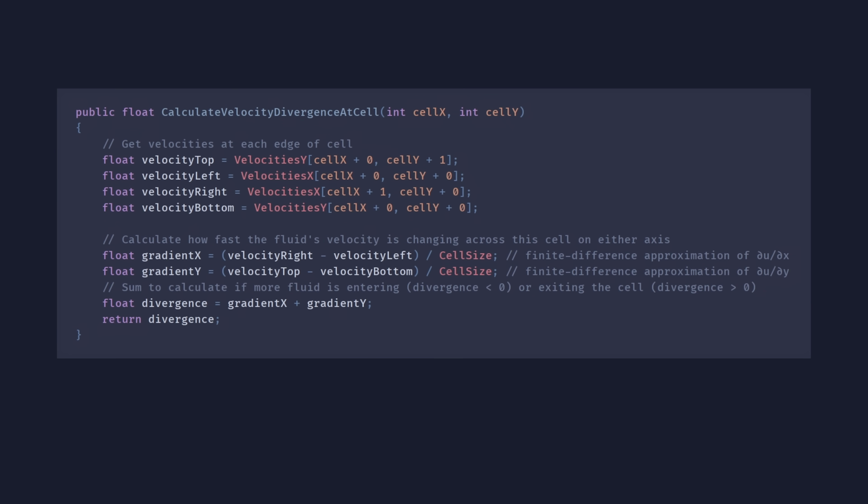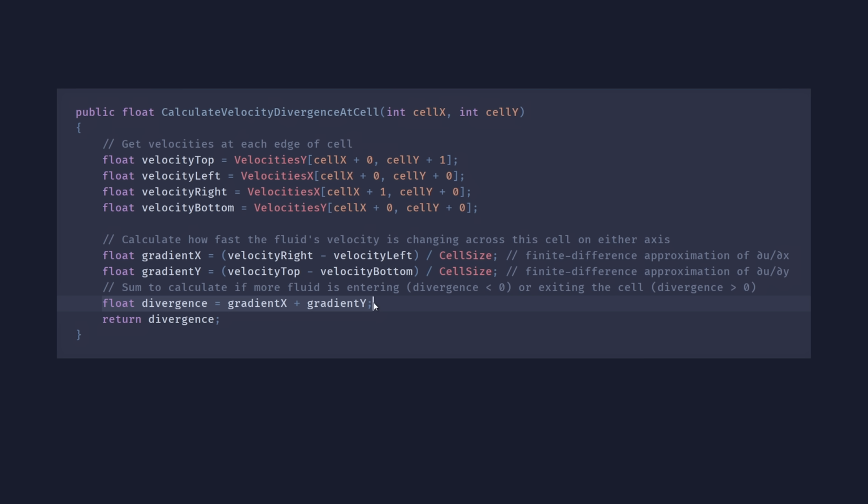Anyway, we can then calculate the divergence value for any cell simply by looking at how fast the velocity is changing across the cell, both horizontally and vertically, and adding those together to get an overall measure that's negative if fluid is mostly flowing out, positive if it's mostly flowing in, and ideally 0 if it's perfectly in balance.